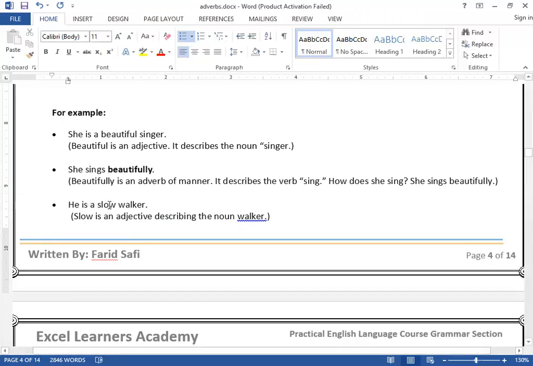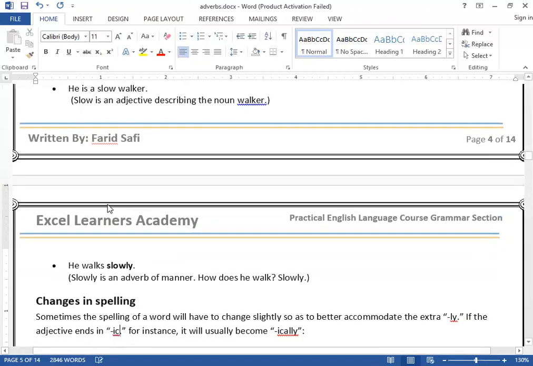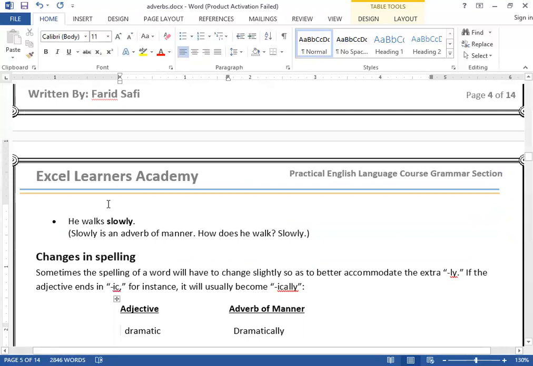Clear? For example, he is a slow walker. What is walker? It's a noun. What is slow? It's an adjective. Clear? He walks slowly. What is slowly? We made it from what? From slow, from an adjective. Is that clear?